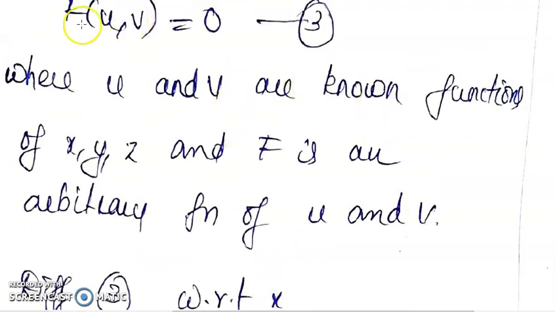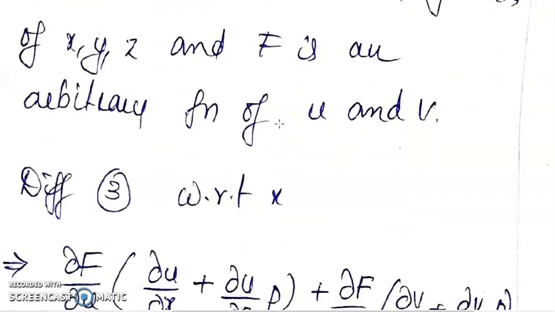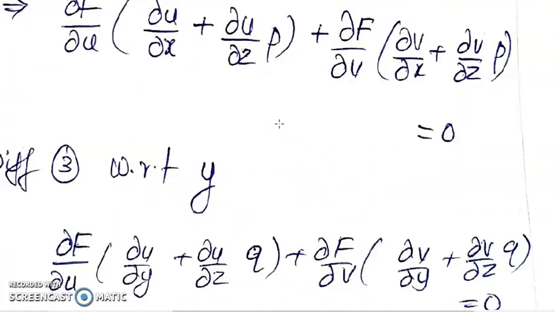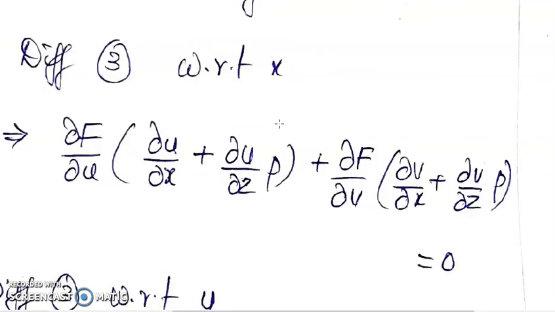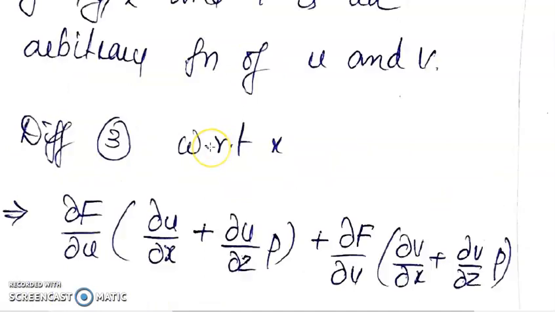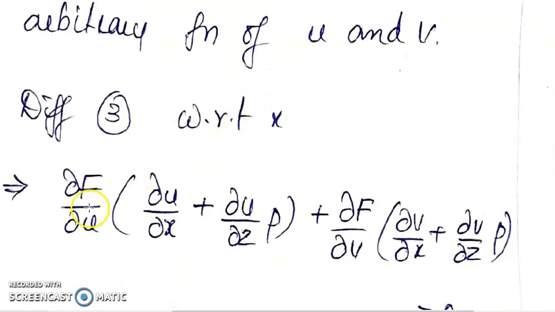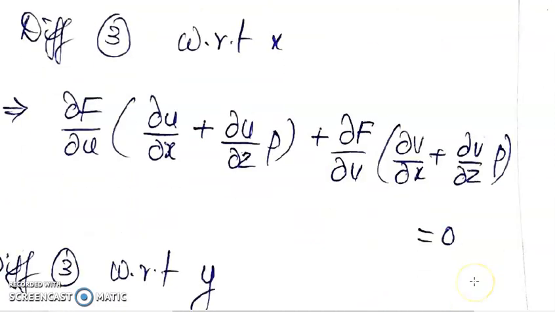Now what we are going to do is something we have done earlier, in the elimination of arbitrary functions. So we are differentiating 3 with respect to x and y, and will eliminate dou f by dou u from this equation. That will give the corresponding PDE. So on differentiating with respect to x, we will get dou f by dou u into, using the chain rule, dou u by dou x plus dou u by dou z into p, plus dou f by dou v into dou v by dou x plus dou v by dou z into p equal to 0.